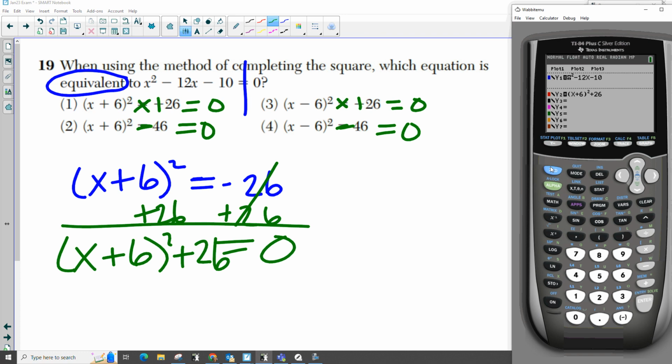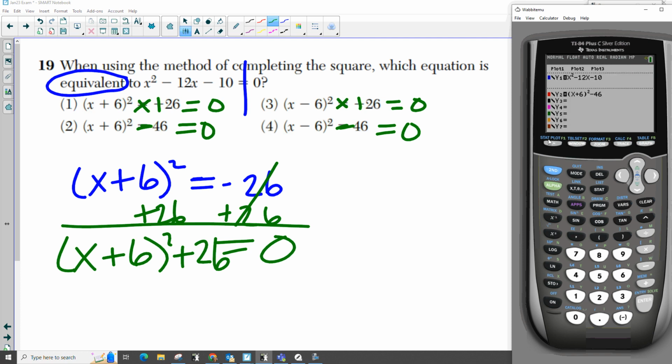All right, now we can still use our equivalent strategy by checking the table. Number 1 is not our answer because these y values do not match up. The nice part about this is I can just quickly leave the first part in and switch this to minus 46. And now I can check the second one. Nope, the first one matched, but then they don't match.